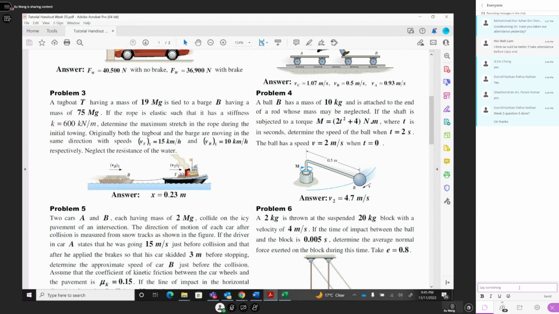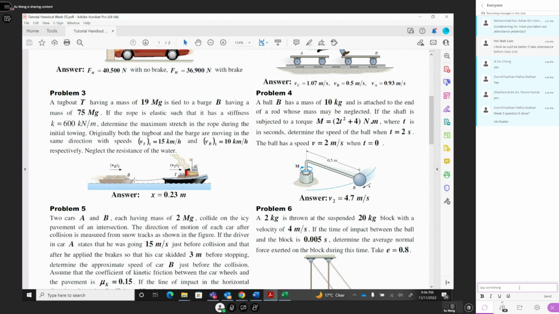Okay, it's tied to a barge boat. The barge boat is the driven boat. Okay, using that cable, the driving boat pulls this driven boat by a cable. And this barge boat has a mass of 75,000 kilograms. If the loop is elastic, with a stiffness of 6,000 kilonewtons per meter, determine the maximum stretch in the loop during the initial towing.